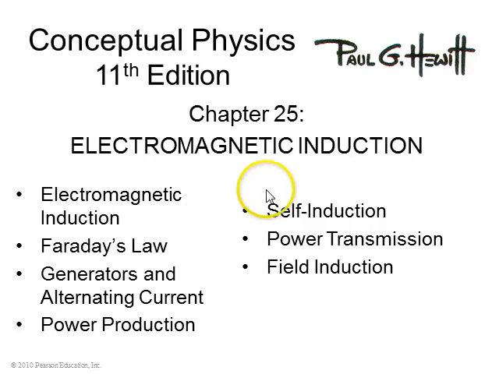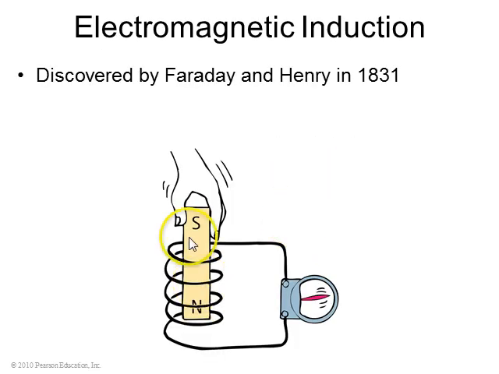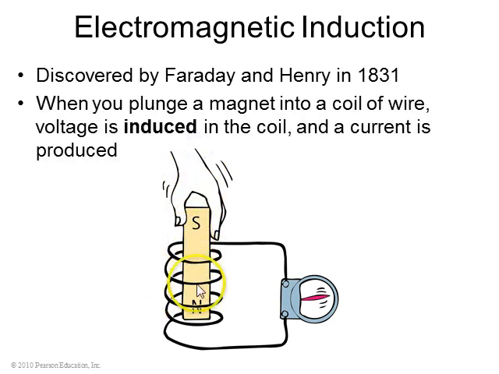Okay, chapter 25 is on electromagnetic induction. So what is that? Well, it turns out when you take a magnet, like a regular bar magnet, and you plunge it into a coil of wire, this can generate an electric current. This was first discovered sort of simultaneously by Faraday and Henry on opposite sides of the Atlantic in 1831.